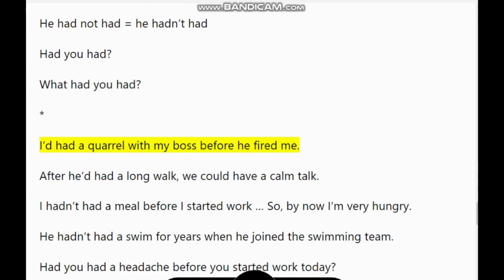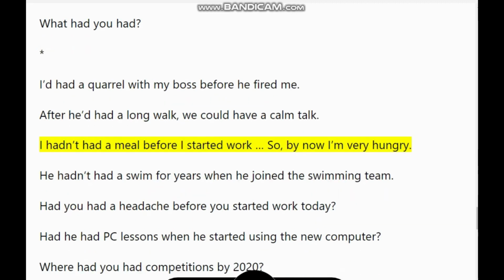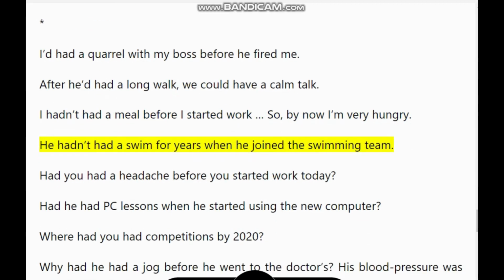I'd had a quarrel with my boss before he fired me. After he'd had a long walk, we could have a calm talk. I hadn't had a meal before I started work, so by now I'm very hungry. He hadn't had a swim for years when he joined the swimming team.